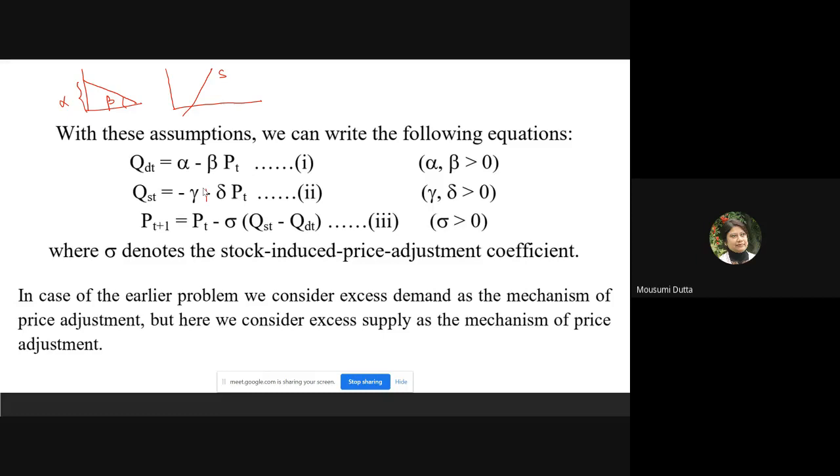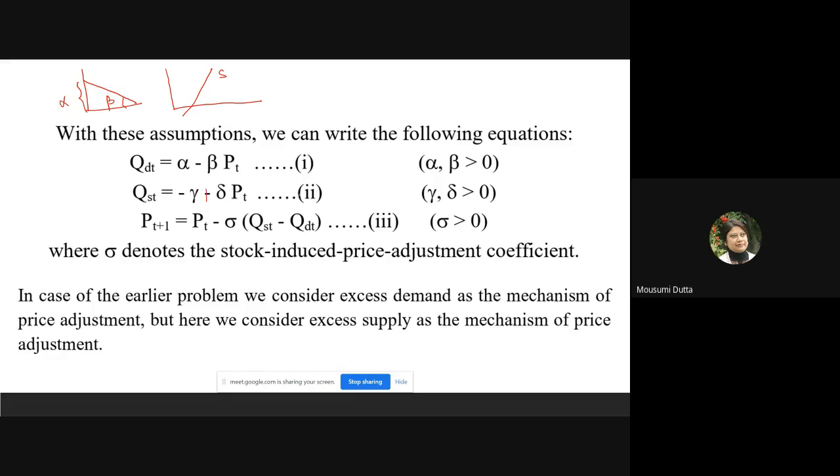Where sigma is positive, sigma is greater than 0. Sigma denotes the stock induced price adjustment coefficient. Please note down, sigma denotes the stock induced price adjustment coefficient. Okay, so if QST minus QDT is positive, that means there is inventory accumulation.